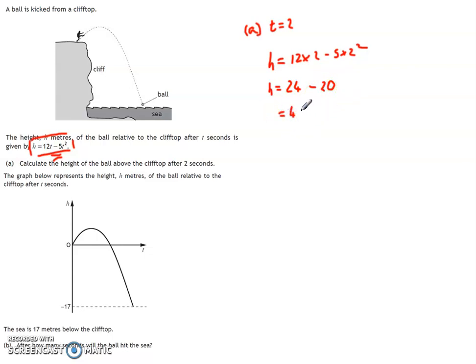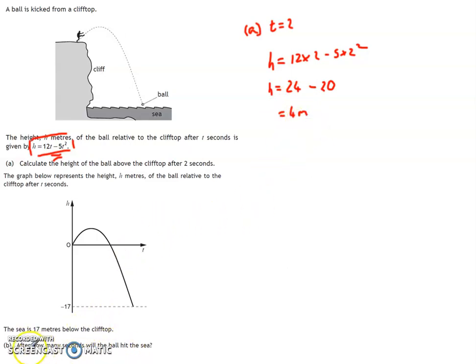And this is the key thing. We have to make sure we include the units. It's height h meters of the ball relative to the cliff top. So the height is 4 meters. So we know at that point the ball is 4 meters above the cliff top.